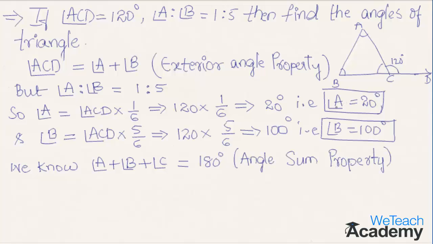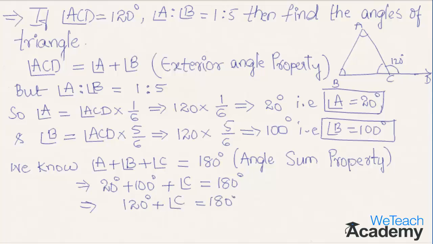By substituting the values of angle A and angle B in the equation, we get 20 degrees plus 100 degrees plus angle C is equal to 180 degrees. That implies 120 degrees plus angle C is equal to 180 degrees. By transferring 120 degrees to the right hand side, we get angle C is equal to 180 degrees minus 120 degrees. That implies we get angle C is equal to 60 degrees.